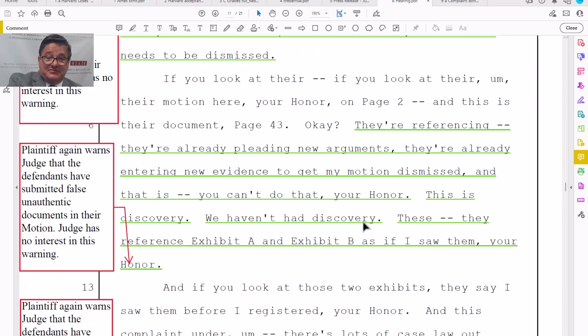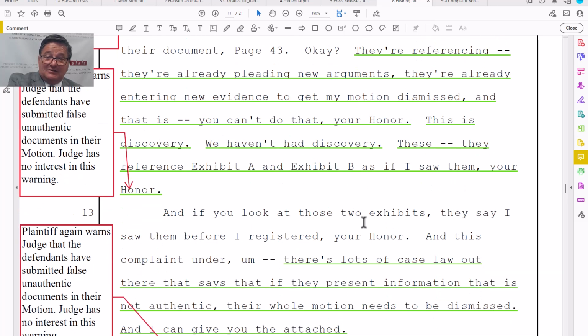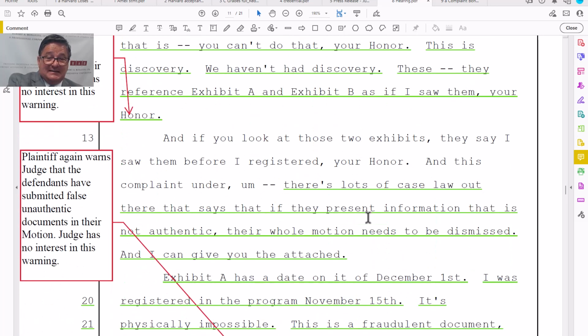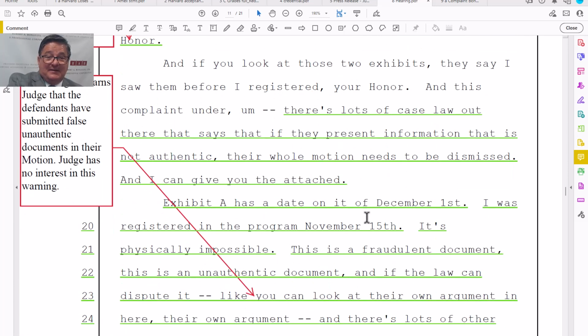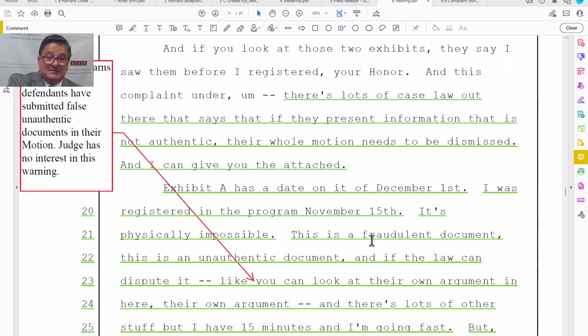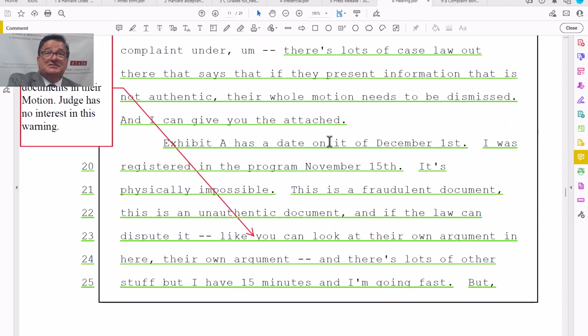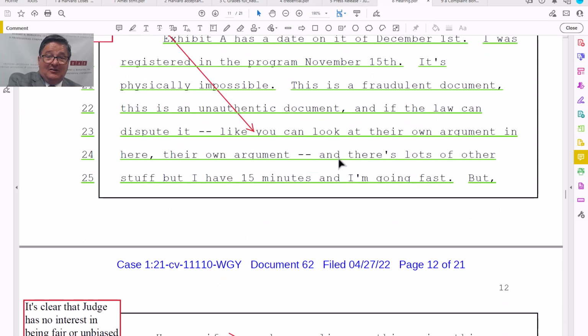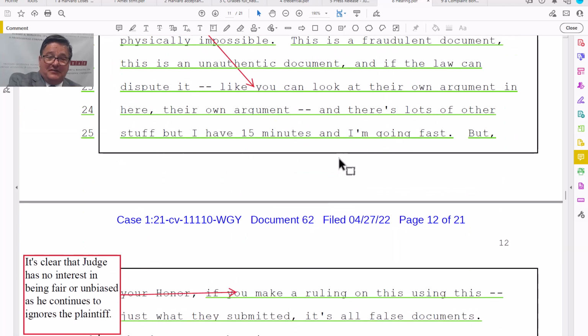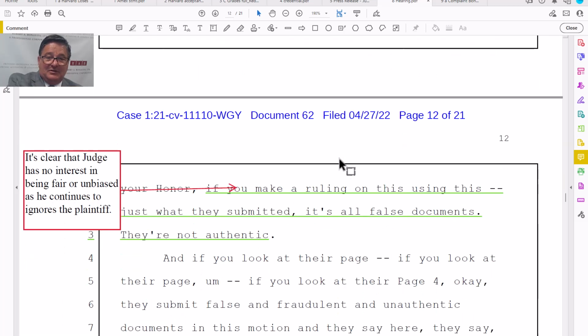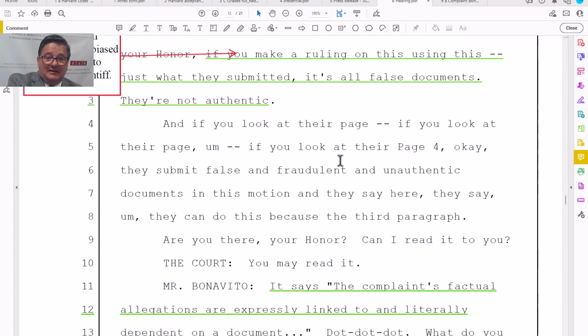And again, I could send you this transcript, but it's absolutely hysterical when you go through what he did in this case. We talk about dates. See, this is Exhibit A. I was registered November 15th. Physically impossible. They talk about me being told in January of 2017, in their complaint, that I couldn't get the degree, when I was already registered. That was false documentation. And again, there are lots of other videos I did on this. I'm not going to rehash all of it because the video would be like 3 hours long.